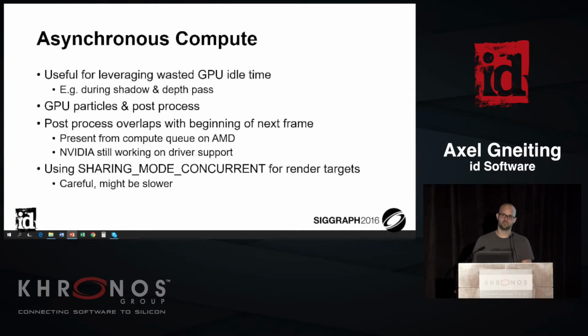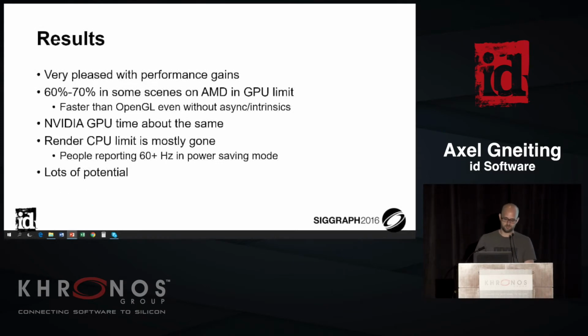So what you would need to do there is do a sync point on the graphics queue, wait for the async compute, and then present from there, which might add a little bit more latency. And currently, we're using sharing mode concurrent for the render targets that we use in the async and on the graphics queue, but we should be careful with this because on some graphics cards, this might disable some compression stuff. So it might be better to use sharing mode exclusive, but then you need to transfer the images between the queues with barriers. So it's adding a little bit more complexity.